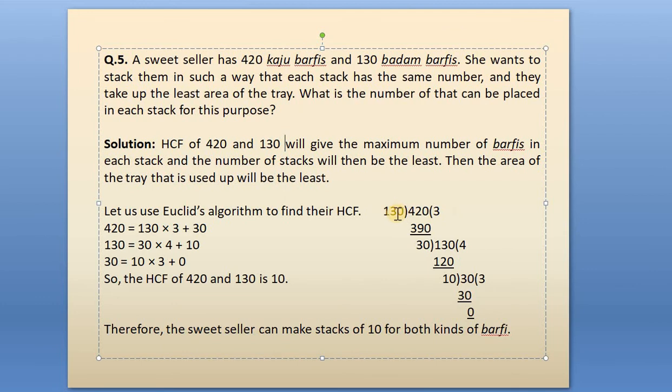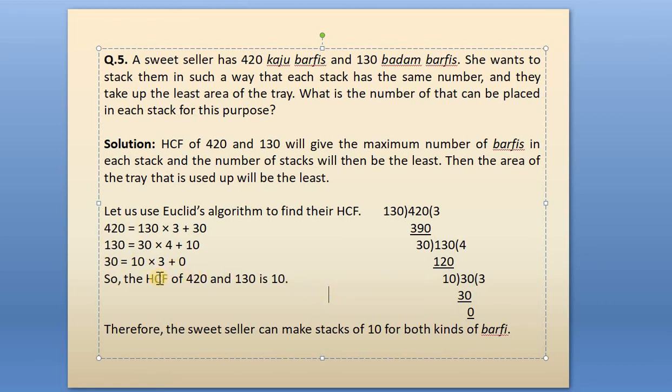Now 420, once you divide by 130, the remainder is 30. So you have to continue again. 30 will be the new divisor, and 130, the previous divisor, is the new dividend. You divide 130 by 30, you get the quotient 4 and the remainder is 10. Continue it, and when you divide 30 by 10, you get the remainder 0. Once the remainder is 0, the divisor at that time is 10. So 10 is the HCF.